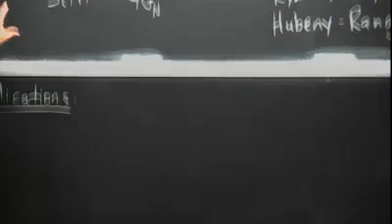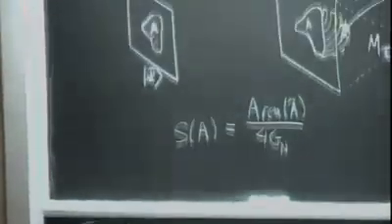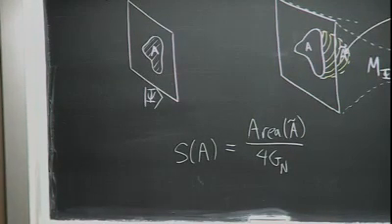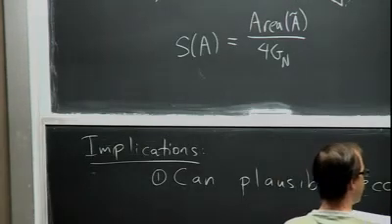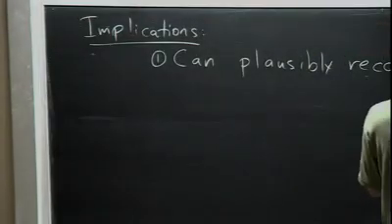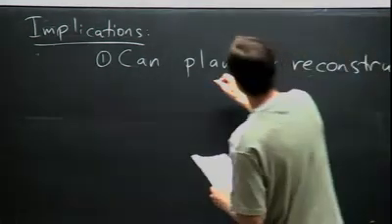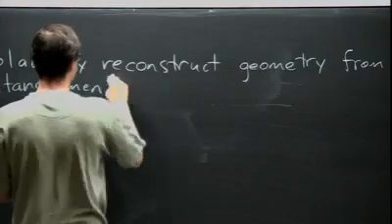Okay, so this formula gives us a connection between the entanglement structure and the field theory and the geometry. And so the first point I wanted to make is that it's really a lot of information about the geometry. So I would say that you can, using that formula, plausibly reconstruct the geometry from the entanglement entropies.